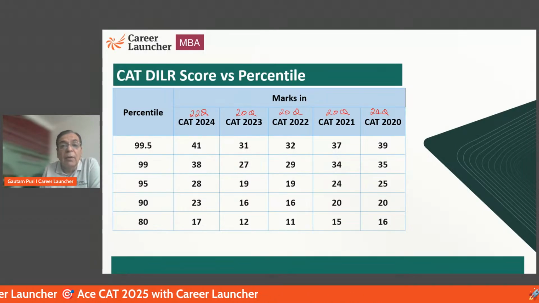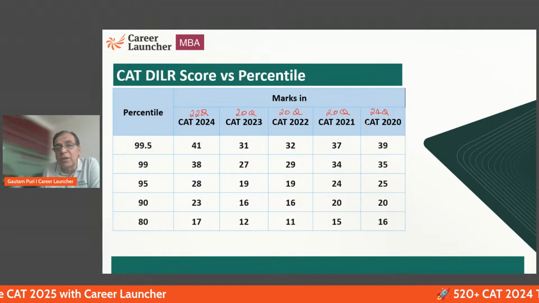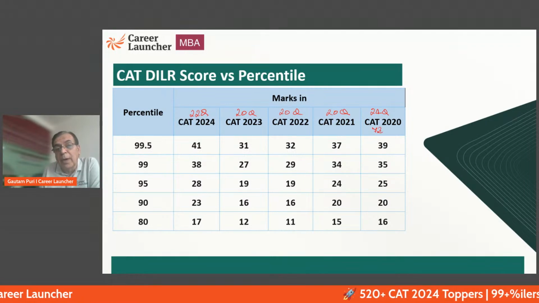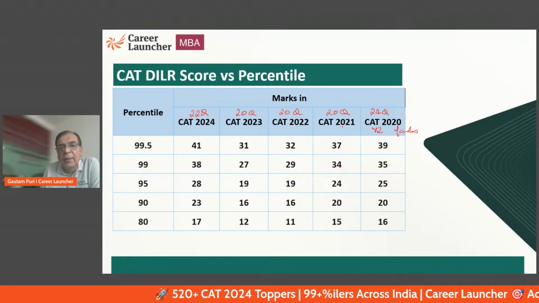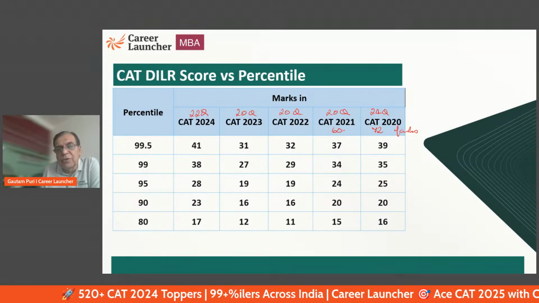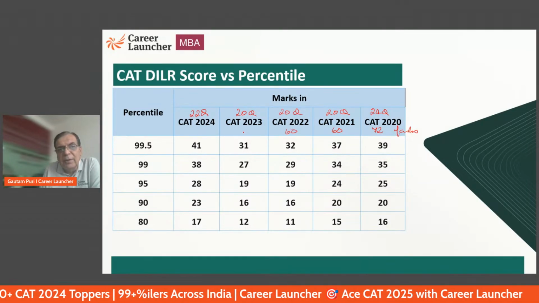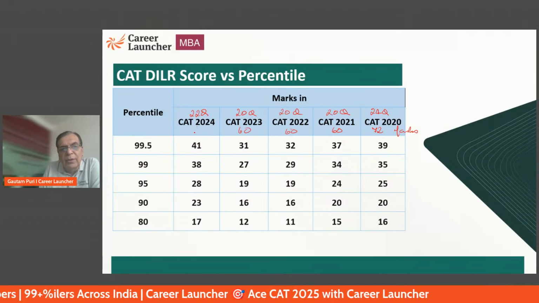In terms of marks, obviously 24 questions with a +3 -1 becomes 72 marks. 20 questions would become 60, 20 would again be 60, again 60, and last year it was 66.